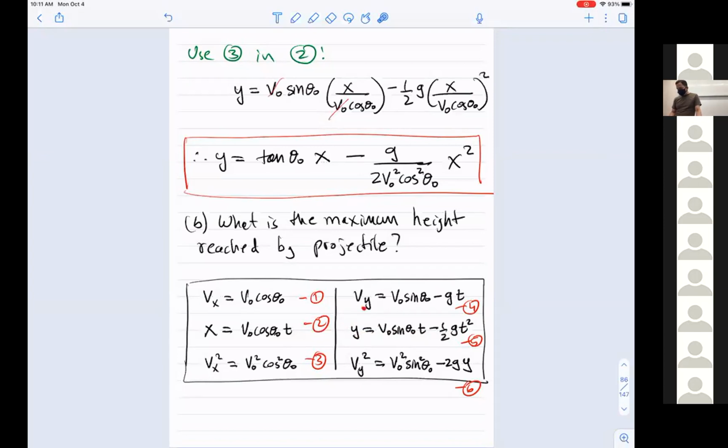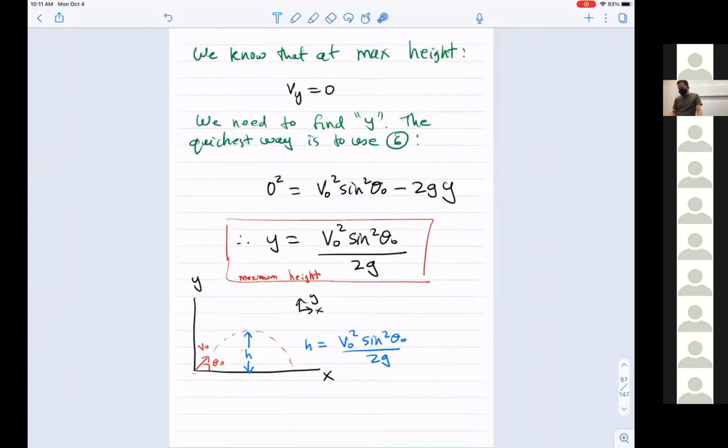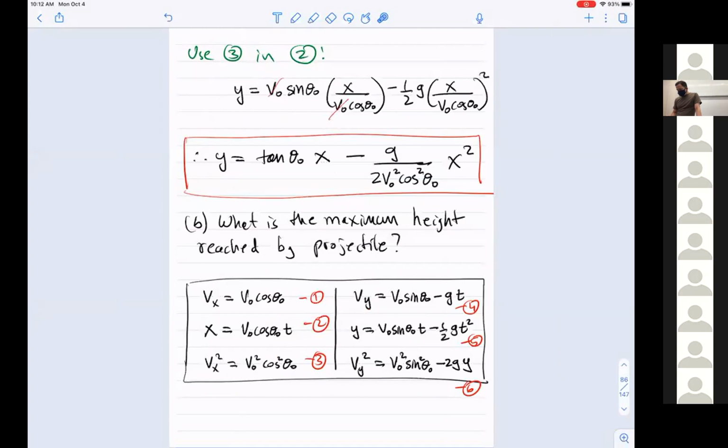Well, at maximum height, we know that the y component of the velocity is 0. So we immediately identify that. We know that at maximum height, the y component of the velocity is 0. And so what I can do is, in fact, if I set Vy equaling 0 in this third equation here, then I could just go ahead and solve for the y when Vy is 0, and that's going to give me the maximum height.